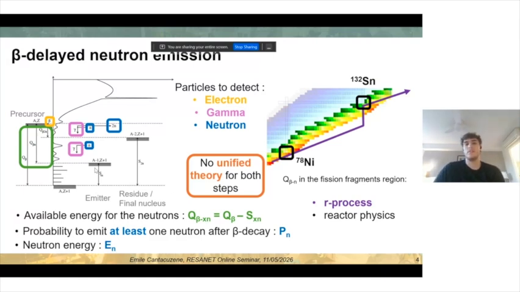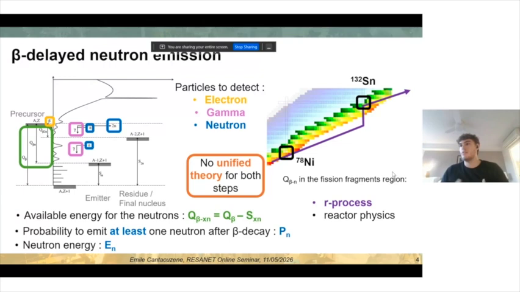And this is why, up until today, there has been no unified theory for both steps of the process. And by both steps, I mean the beta decay in the first part and the neutron emission in the second part. We have very good theories for beta decay on one side and for neutron emission on the other side, but these theories don't talk to each other. They don't have a link.